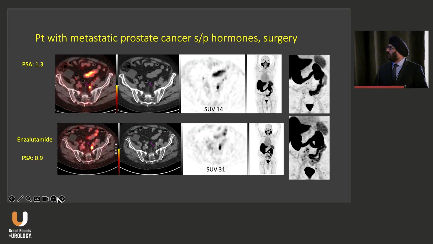And so again, there are some phenomena that we should know as radiologists, that I did not know about, especially after hormones and surgery. So you can get flare phenomena. In this patient, after enzalutamide, you can see that the size and the PSMA positivity of this lymph node increases. But as you can see, the PSA actually decreased. So you always have to put that in the clinical context. So that's the flare phenomenon.